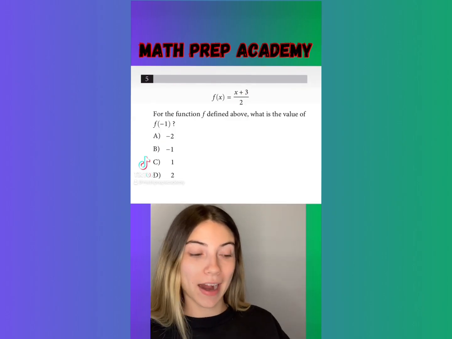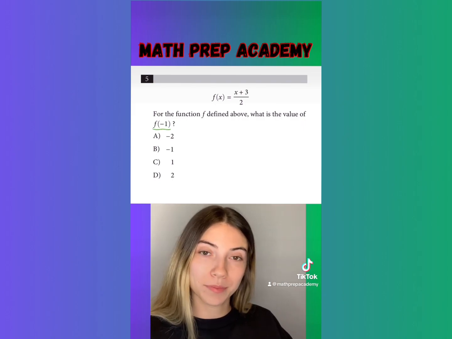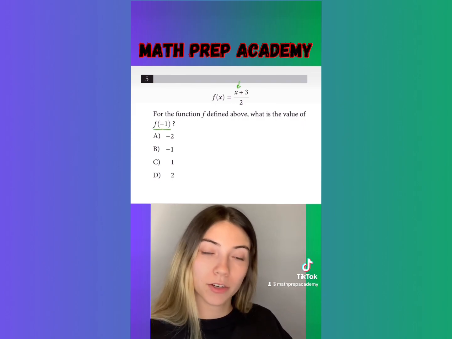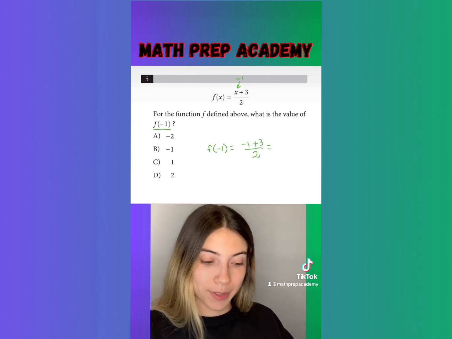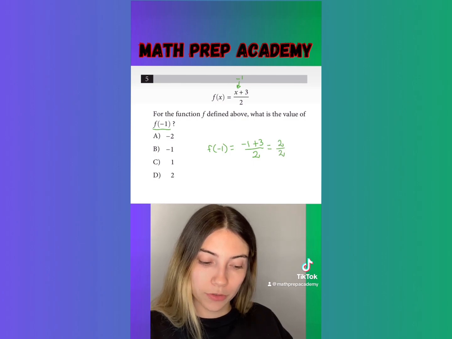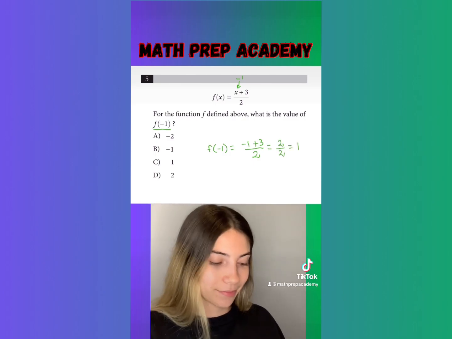How would you answer this question over here? Well, this question, they're asking for f of negative 1. So all we have to do is wherever there's an x in our equation, replace it with the negative 1. So that gives us that f of negative 1 is equal to negative 1 plus 3 over 2. Negative 1 plus 3 is 2 over 2, which gives us 1. And our answer is right here.